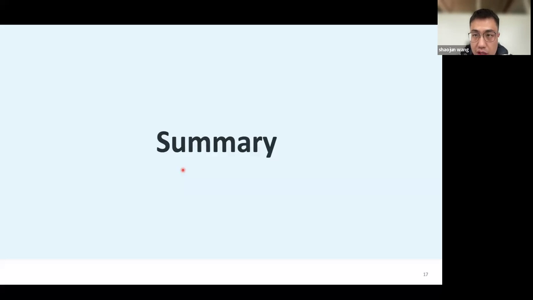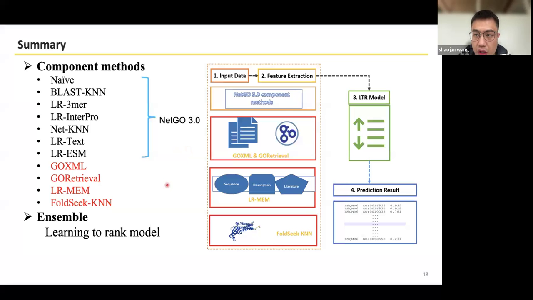Next, we want to make a summary about this competition. In this competition, our methodology was developed on the basis of NetGO 3 and integration, finally completed through a ranking model. In the final prediction stage, our method only takes 2 hours to complete the process. It can be seen that our method is still relatively efficient in the final inference stage.